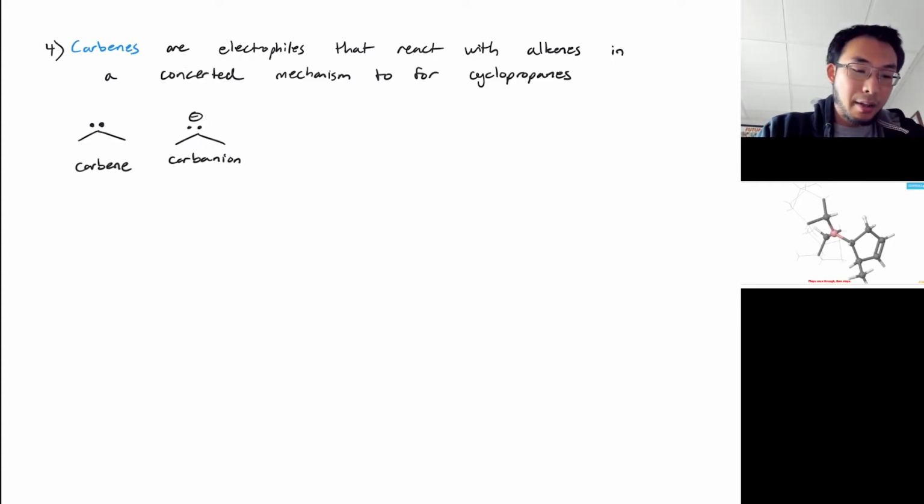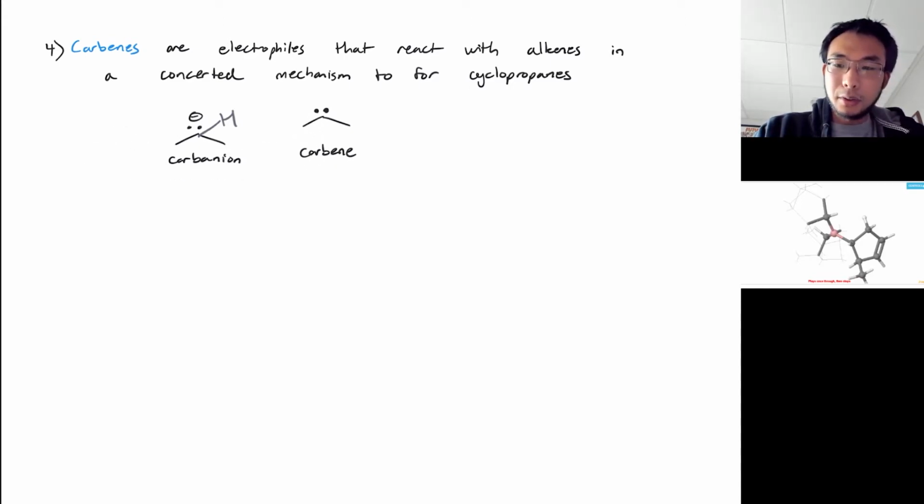carbanion. They are both going to have a lone pair on carbon here. The difference is that in the carbanion, we also have a hydrogen attached to that carbon so that this carbon has a filled octet. In a carbene, this carbon does not have a filled octet.